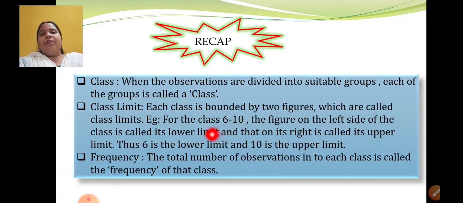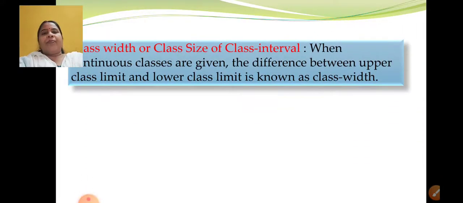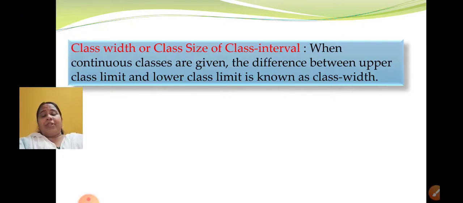Correct? Then we have learned about frequency. The total number of observations into each class is called as frequency of that class. So all this I have already asked you to write. I hope you are writing it in your notebook. Important concepts to remember. Now, the next important concept. In this chapter there are few important concepts, definitions which you need to write, and it will be useful for you even in 10th standard. So please write the definitions.